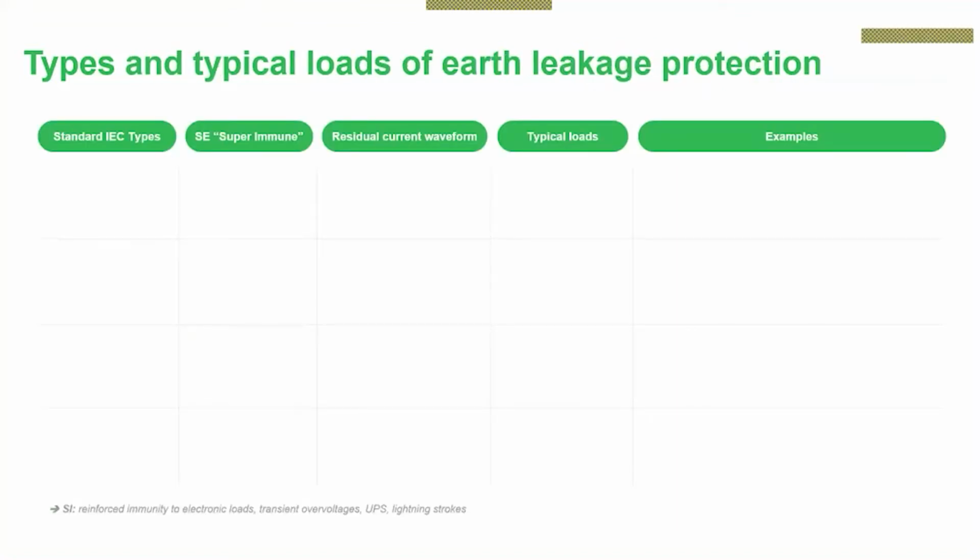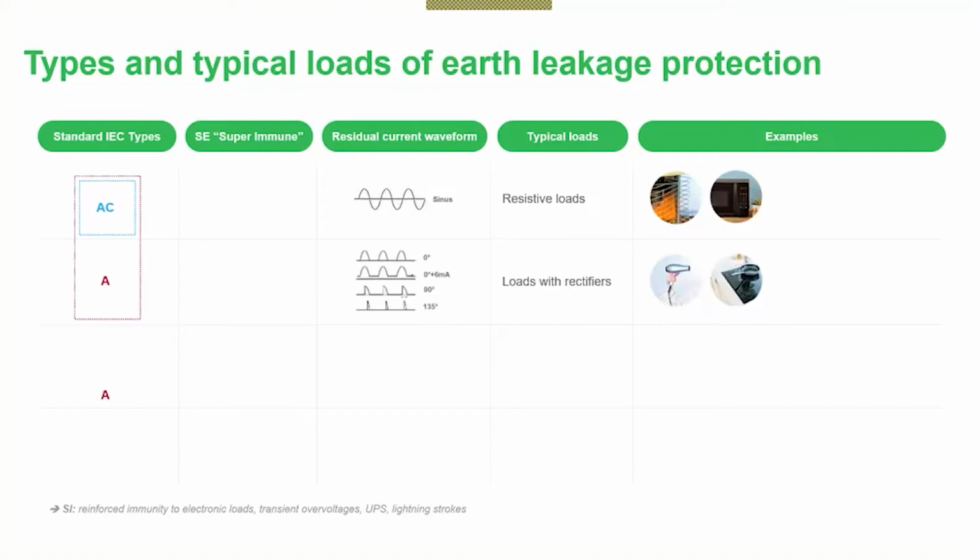Just to quickly recap on those different types before I deep dive into Type B. AC detection, pure sinusoidal, for household devices, small electro-domestic loads, incandescent lighting, etc. Type A, detection of sinusoidal and pulsating DC. Type A obviously provides the same protection as Type AC, but with the additional pulsating DC detection. These are what Type A devices are mandated for use in New Zealand.